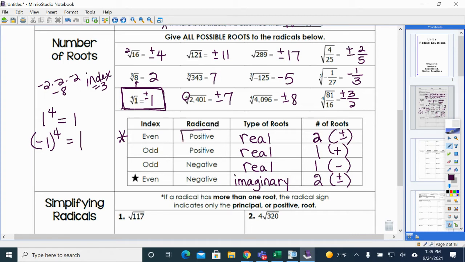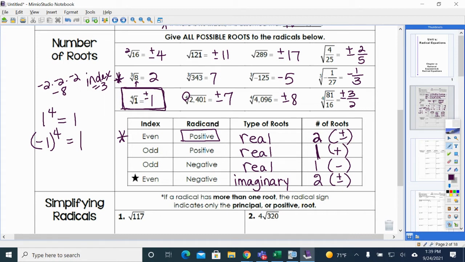And y'all, I forgot to mention that was if the number underneath is positive. In all of those examples, the number underneath is positive. What if I have an odd index? So that's that second row of numbers. The index is odd. If the number underneath is positive, then we're going to have one real solution, and it's going to be positive. So if you look at that cube root of 8, the only answer it could be is 2. It can't be -2. It can only be a 2.